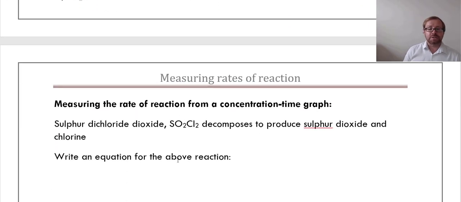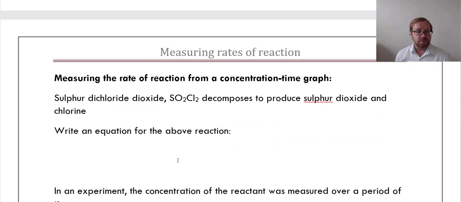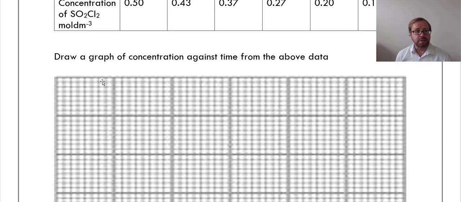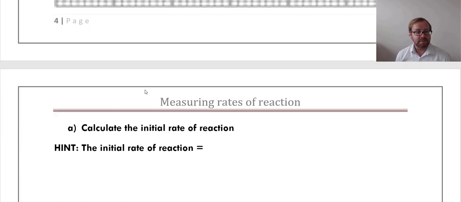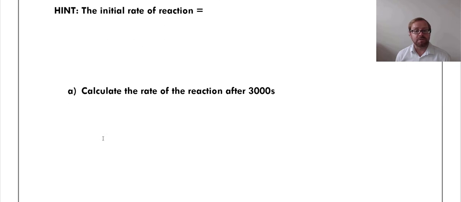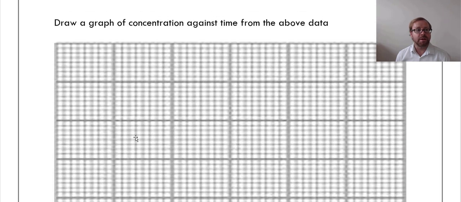So measuring the rate of reaction from a concentration time graph. Sulfur dichloride dioxide, SO2Cl2, decomposes to produce sulfur dioxide and chlorine. Write an equation for the above reaction. Then we've got some experiments, and what I'd like you to do is draw a graph of concentration against time from the above data. Then answer the following questions. Calculate the initial rate of reaction and calculate the rate of the reaction after 3000 seconds. Have a go at that, and we'll go through it, not in that much detail, when I come back.